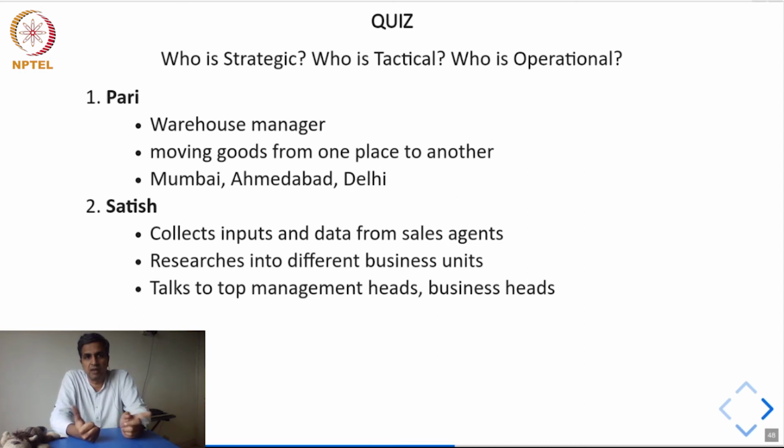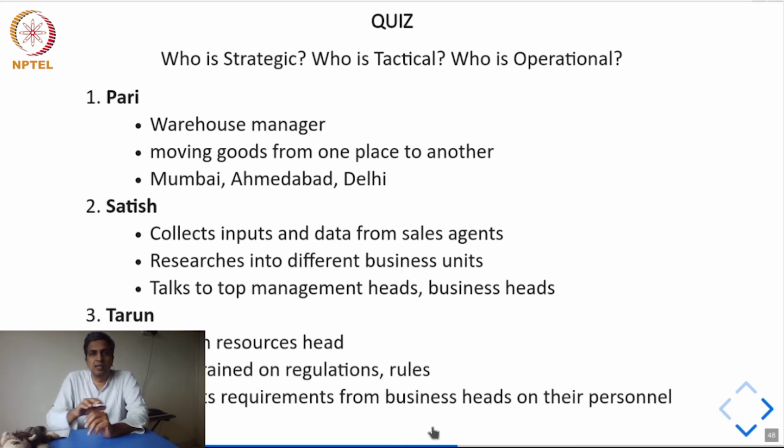He collects inputs from sales agents. Sales agents are people who are out there in the field selling products or services for the organization. He researches into different business units, what they are up to and all that. And finally, he also gets to talk to top management heads and business heads to get a feel for what they do.